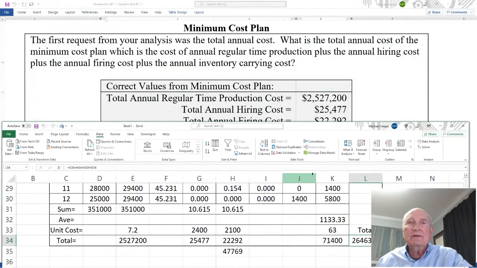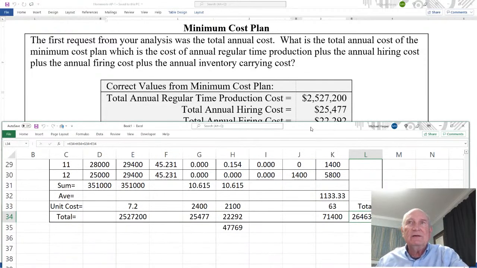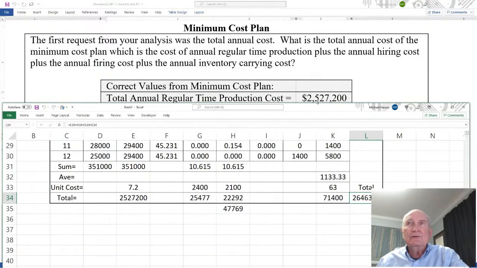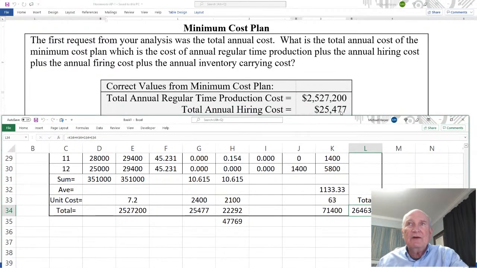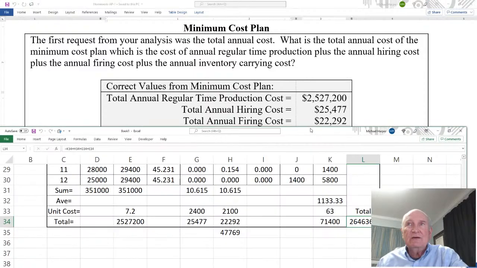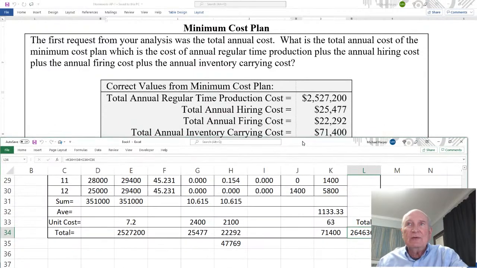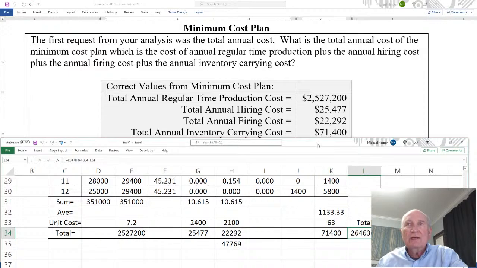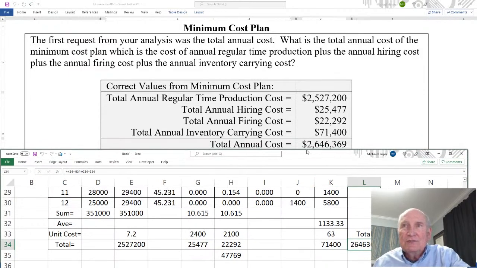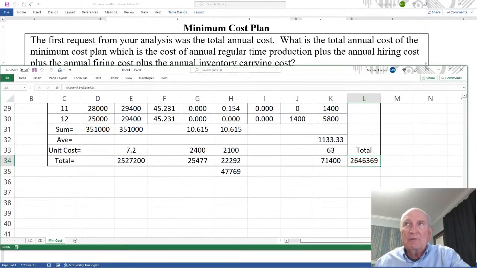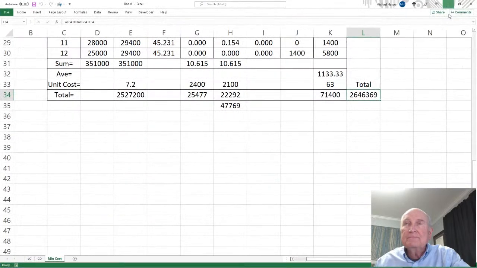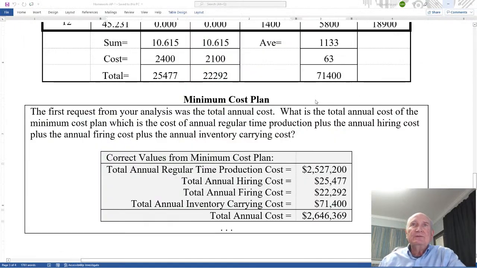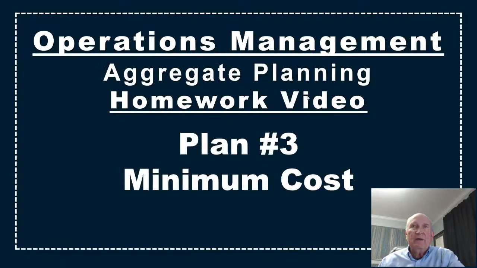And there we have our values here. We can come down to here and see that we have 25,272,200. Here we have 25,477. Here we have 22,292, and then here we have 71,400, and finally the grand total is 2,646,369, and there's our minimum cost plan. So this is plan number 3, our minimum cost plan.